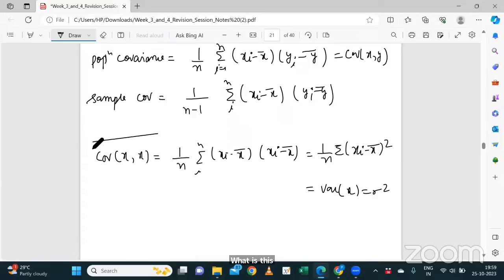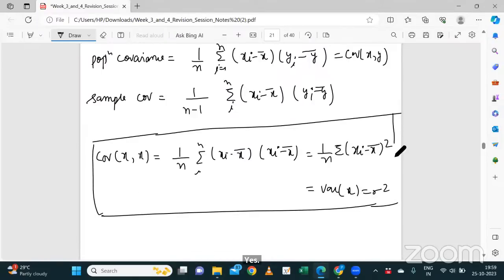So that means covariance is defined for two variables. If I want to find the covariance between x and x, the same variable, it will give me the variability of that data set, right? That's another concept.